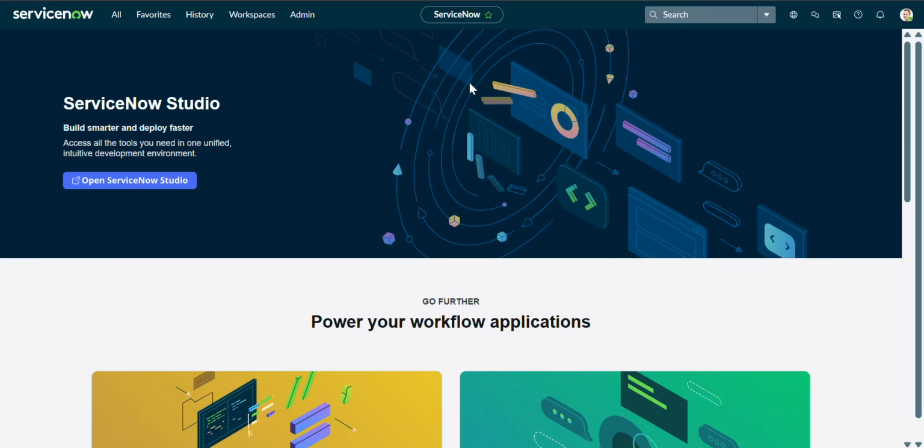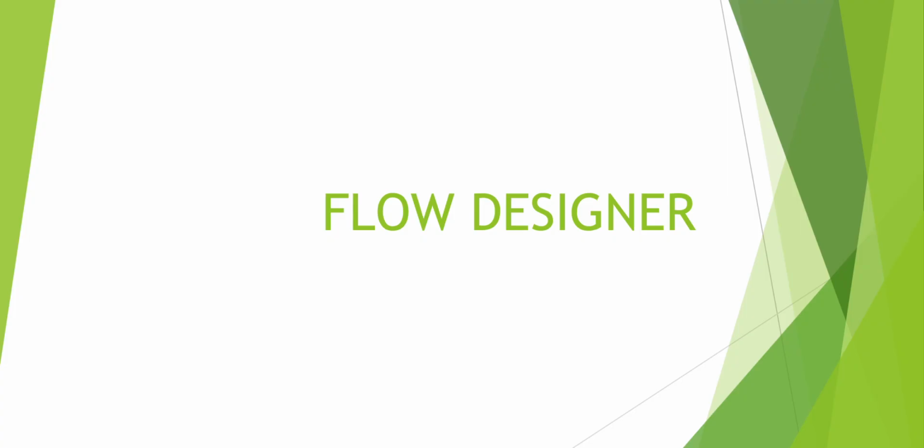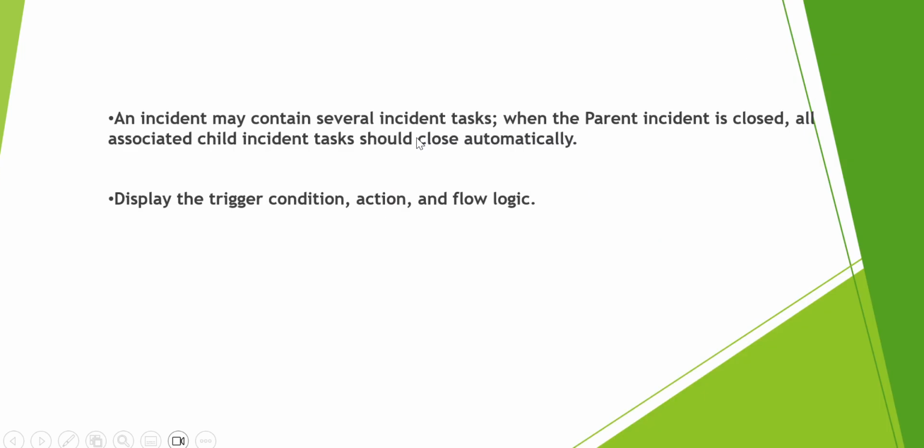Today in this video, we are looking at the Flow Designer series. In this video, we are looking at one more question: how can we use Flow Designer instead of a business rule (BR)? So I will let you know the question. The question is: an incident may contain several incident tasks. When the parent task is closed, then all associated child tasks should be closed automatically, right? We can do this with the help of a BR, but in this video today I will show you how we can achieve the same functionality with the help of Flow Designer.